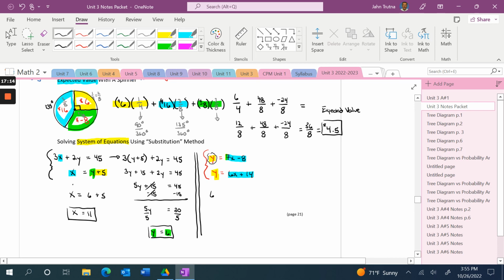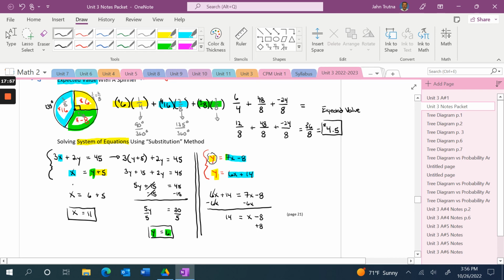So that gives me the equation 6x plus 14 is equal to 7x minus 8. Essentially what we're saying is that because both equations are equal to y, the expressions are equal to each other. Then I'm going to solve this equation to find my value of x. I'm going to subtract 6x from both sides of the equation. That would cancel out the 6x on the left and leave me with 14 is equal to 7x minus 6x, which is just x, minus 8.